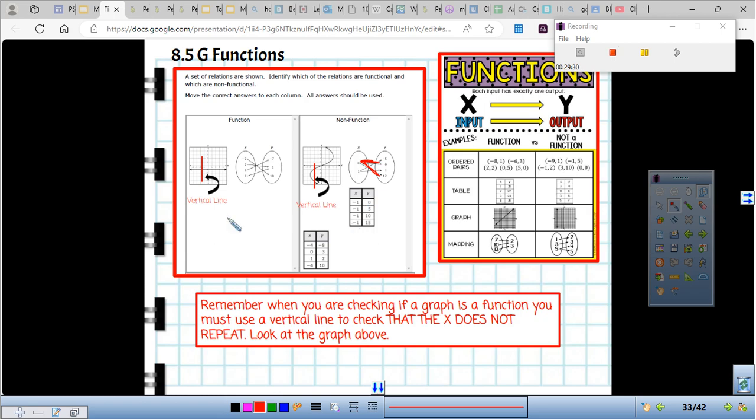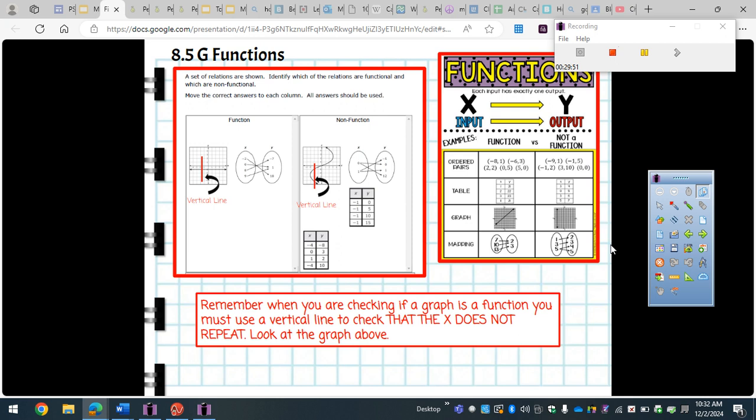X repeat, no function. I guess they forgot to show you an XY table right here with the X's to repeat: 1, 2, 3, 9, 4, 5. Now you can put a 4 here, it doesn't matter. We don't care about the Y side, we care about the X's. They don't repeat, it's a function.